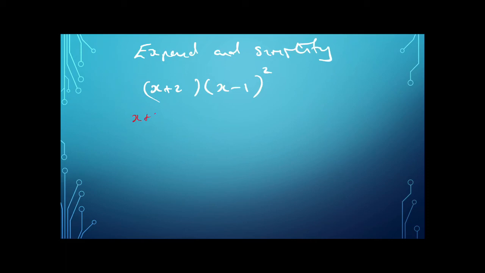Okay, so this is x plus 2 times x minus 1 times x minus 1. As I said in the previous slide, that can be done quite quickly. We're going to have an x squared. Then the middle term is going to be 2 times x times negative 1. And then the final term is going to be negative 1 squared, which is x squared minus 2x plus 1.